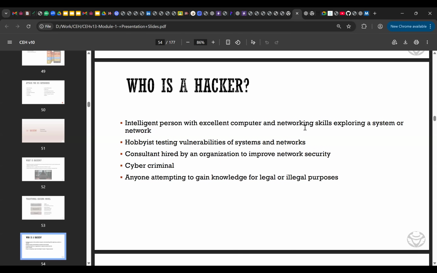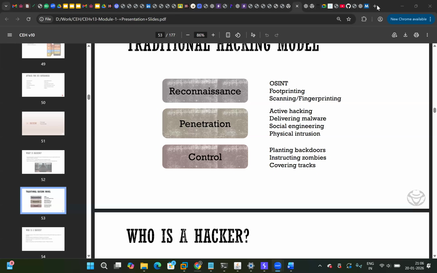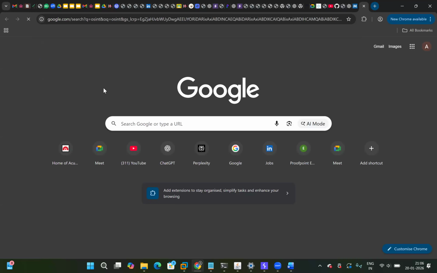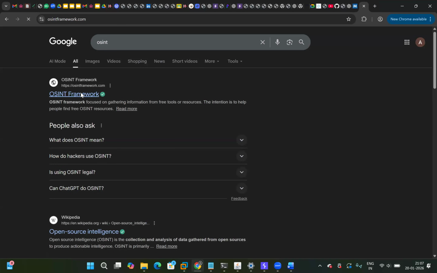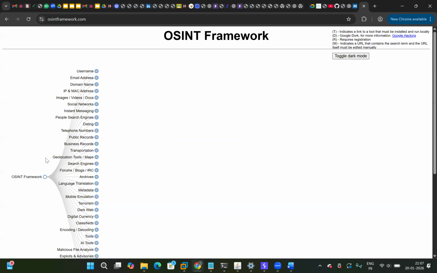Sir, could you brief us about OSINT a little more? Actually, how exactly does it work? Yeah, OSINT, sure. Let me share. OSINT is basically a framework. Let me share the website. Okay, so this is basically a framework.